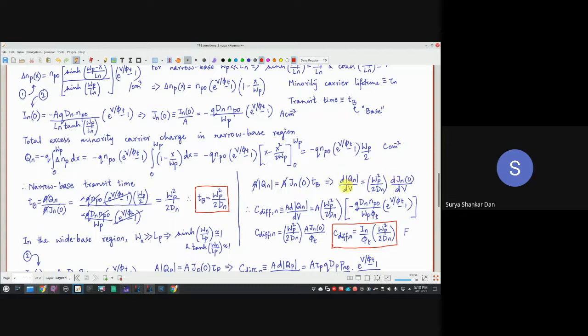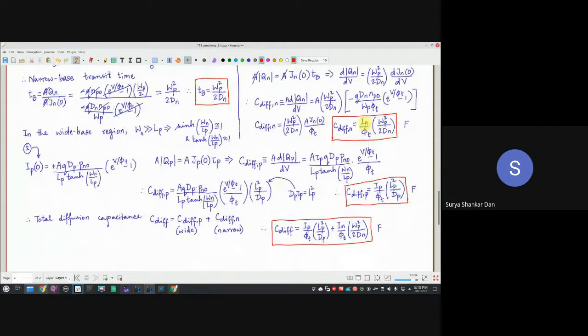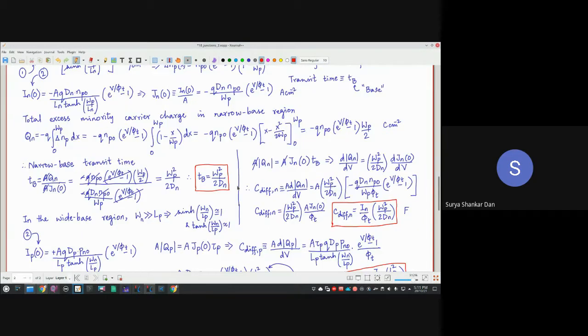Then how do you define the capacitance? Capacitance is always defined like this, right? The rate of change of the total charge with the voltage. So where is the voltage related term? e to the power of V by phi t. Once we do the calculation, it turns out to be the current In by phi t, where phi t is kT by q, times Wp squared by twice Dn, which is nothing but the tb. This much farads. Similarly, this is what we have done for the n part.